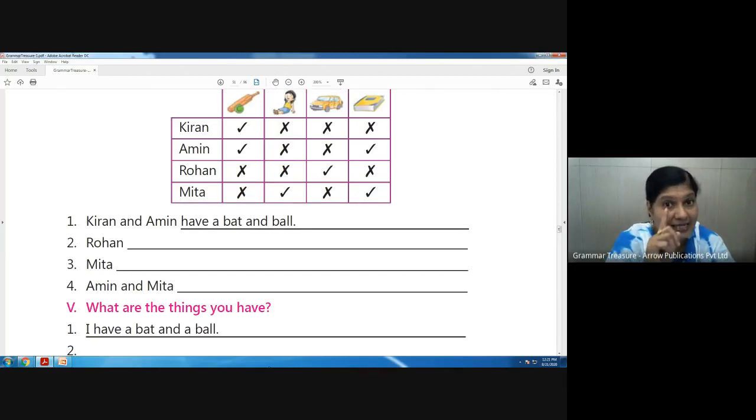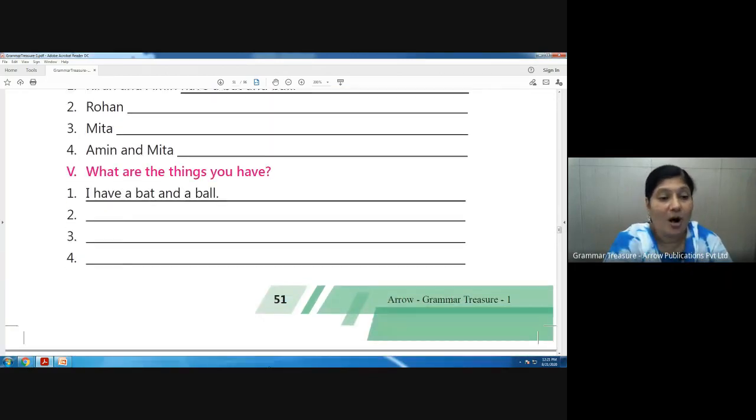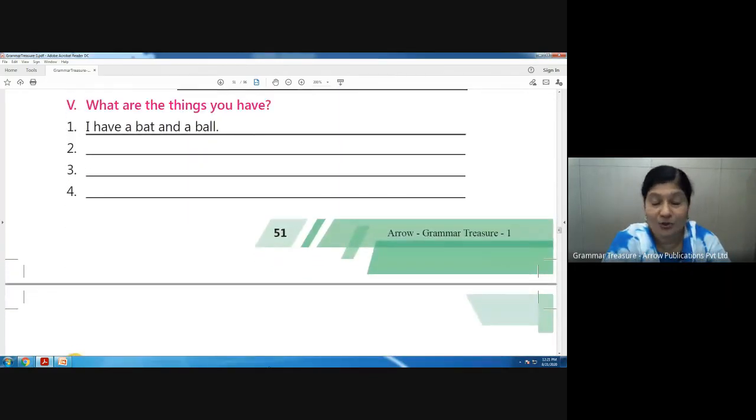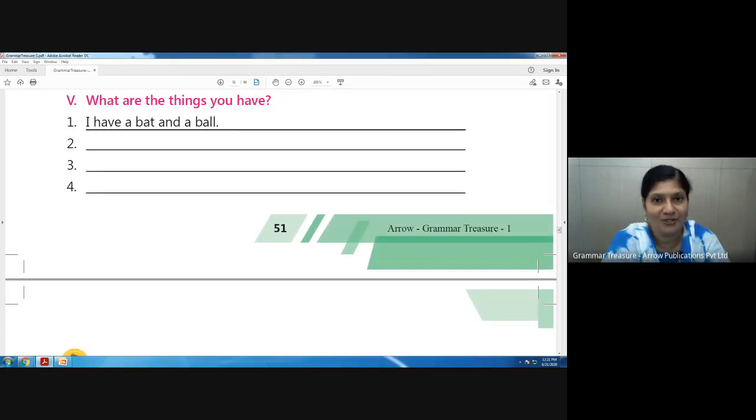Now the fifth exercise is for you to do. What are the things you have? I'm sure you have lots of toys, books, and you have many other things at home. So what are the things that belong to you? So for example, I have a bat and a ball. So you can write, I have a bag, I have books, I have dolls, I have toys.